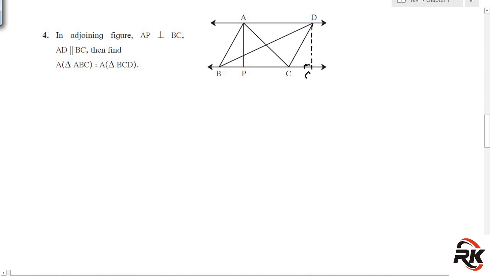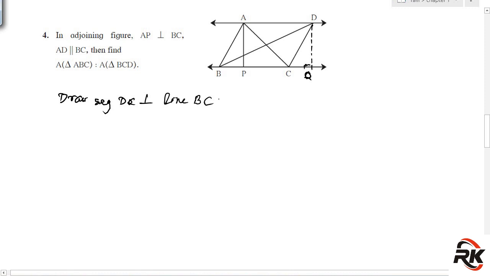Draw segment DQ perpendicular to segment BC, or line BC. Draw segment DQ perpendicular to line BC.